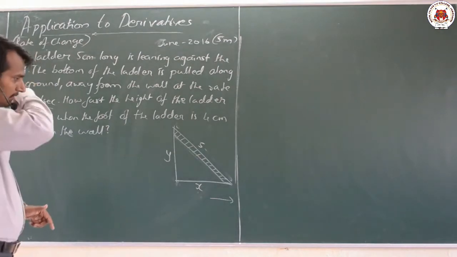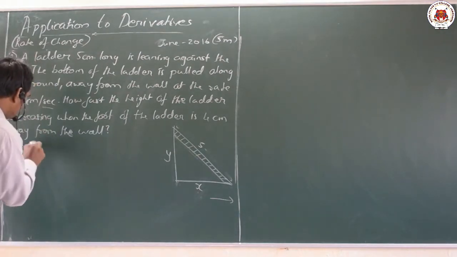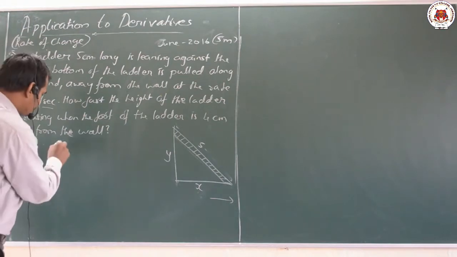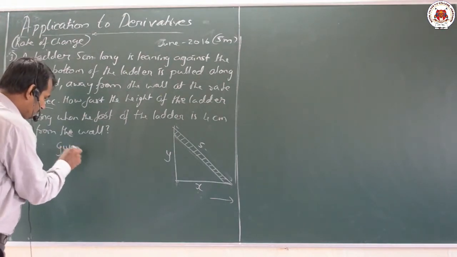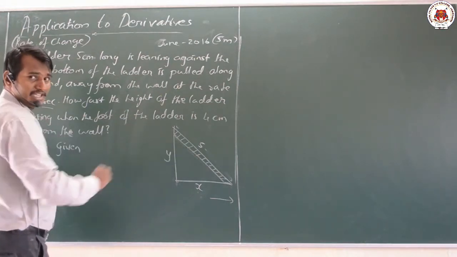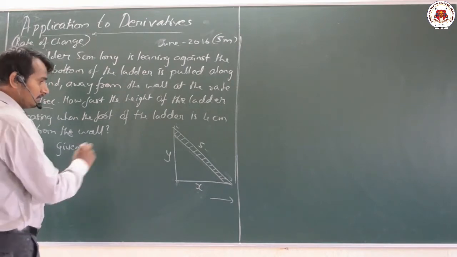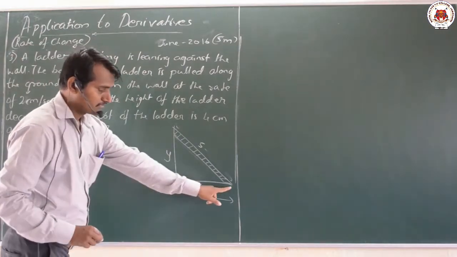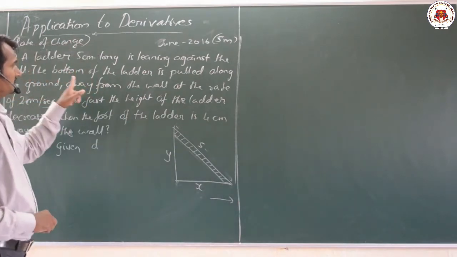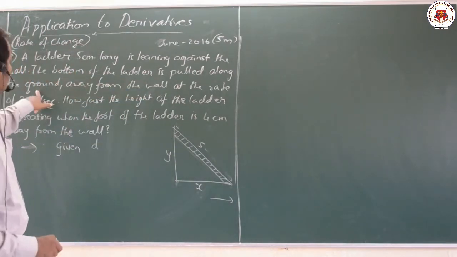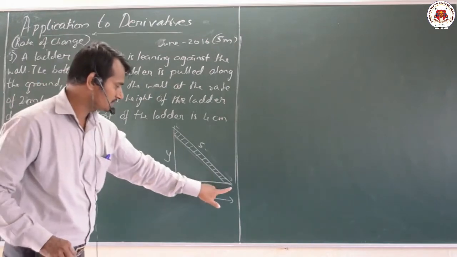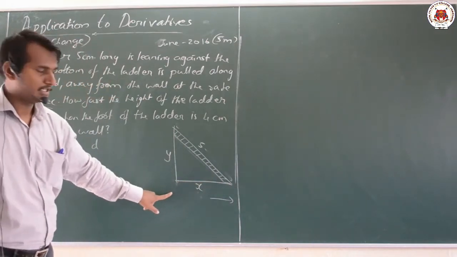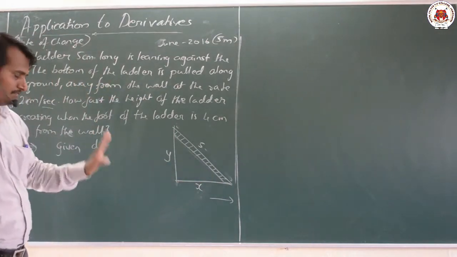So now what is the given data here? The given data is the length of the ladder, 5 centimeter. Then what is given? Let X be the distance the ladder is pulled along the ground away from the wall, the distance from the ladder to the wall, and Y be the length of the wall.